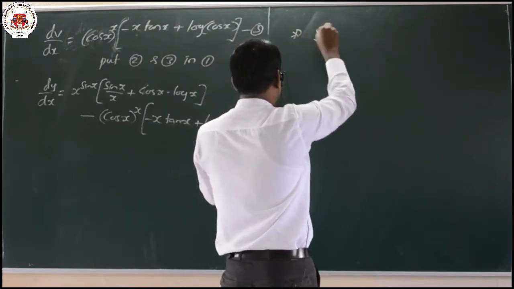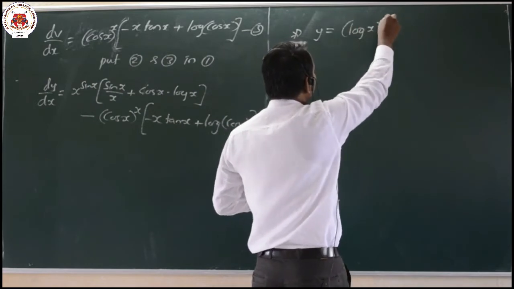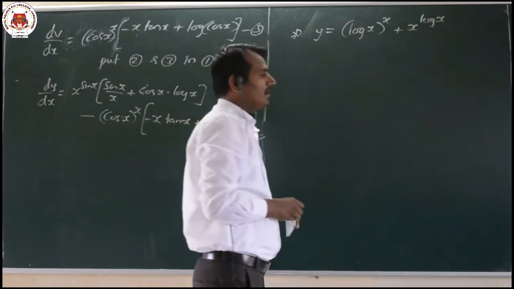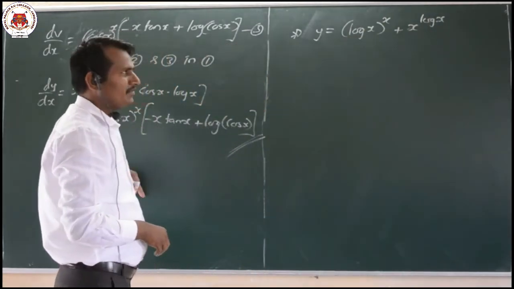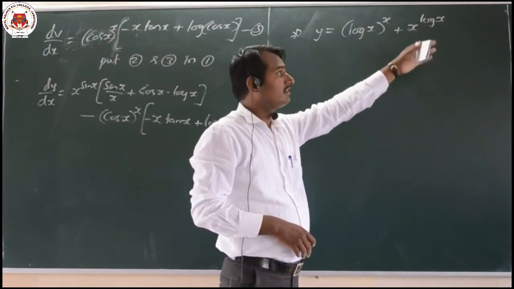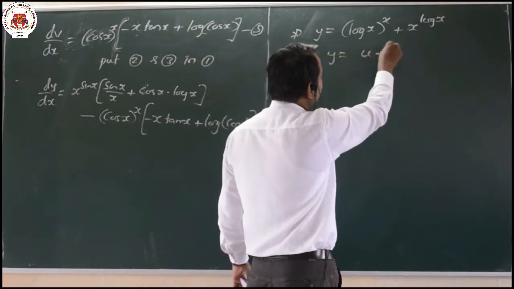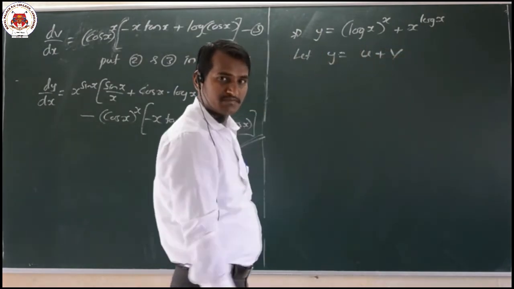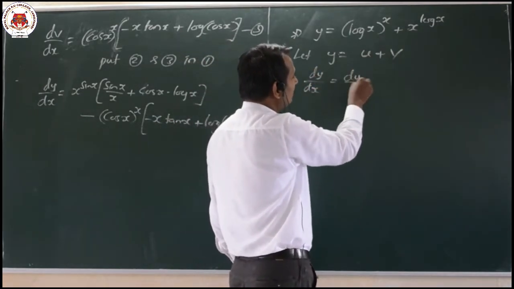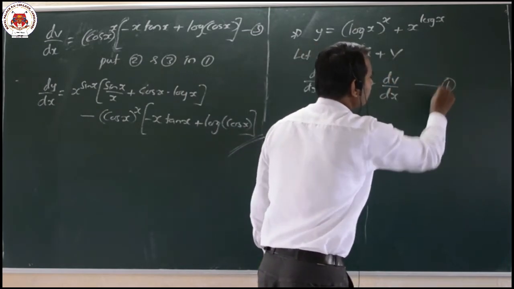y is equal to log x to the power of x, plus x to the power of log x. Again same as the previous part. You can't take it as log of u plus v equals log u plus log v. So what should we do now? Let y is equal to u plus v. Now differentiate on both sides, that is nothing but dy by dx equal to du by dx plus dv by dx. You can take it as equation number 1.